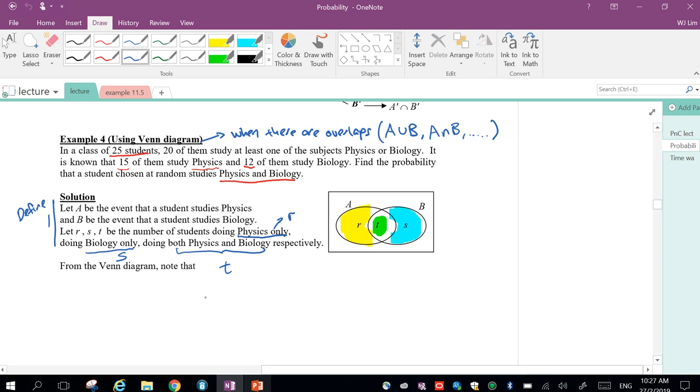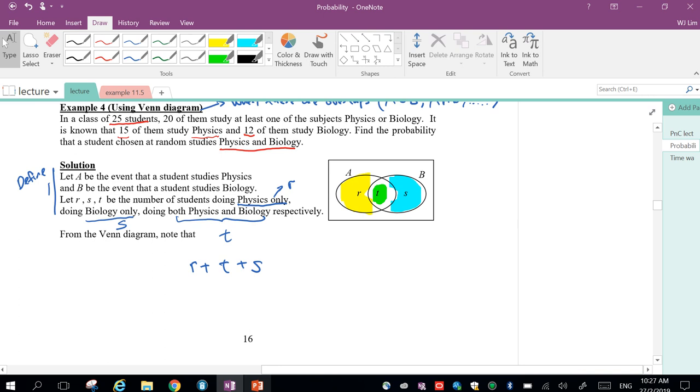Okay, so from the question, R plus T plus S, there's space. You please write that down. You write slightly smaller, my handwriting is a bit big. So R plus T plus S is 20, because they say 20 of them study at least one subject, physics or bio. So must study either physics, or physics and bio, or bio. Okay, so R plus T plus S is 20.